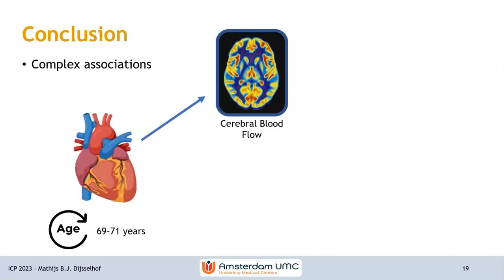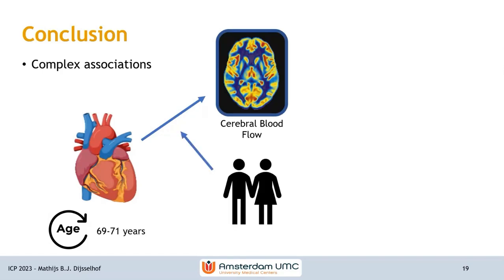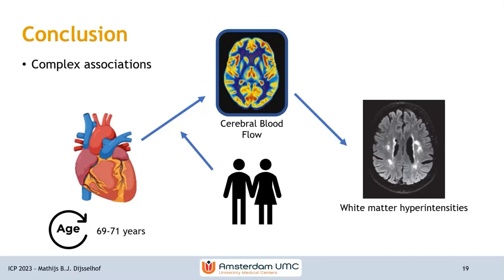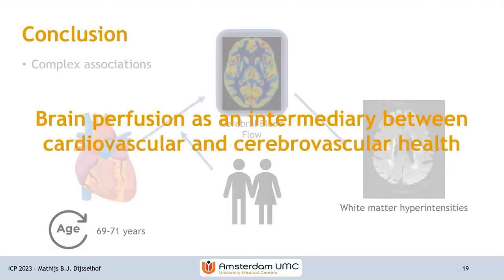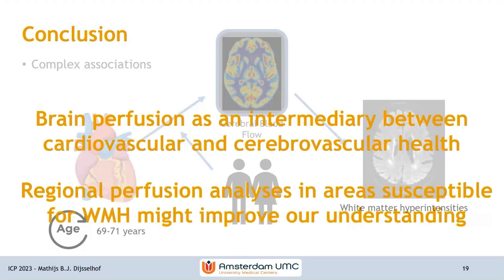So to conclude all of this, we found some complex associations between cardiovascular risk factors, but only at later life influencing cerebral blood flow. And there was for systolic blood pressure a sex interaction effect present. We did find a relationship between cerebral blood flow and white matter hyperintensities. This was a little bit in contrast with the literature. But again, for most studies, this is a completely different cohort of non-patients. So brain perfusion might still act as an intermediary between cardiovascular and cerebrovascular health, but we need to look further. Regional perfusion analysis might help when we're looking at areas susceptible for white matter hyperintensities.